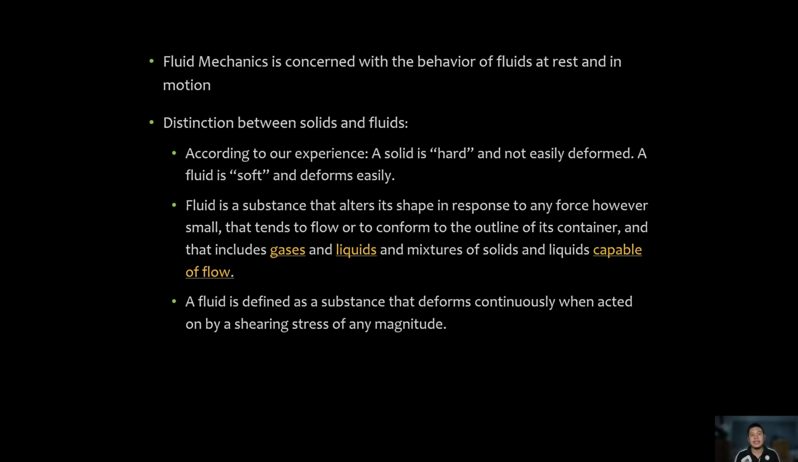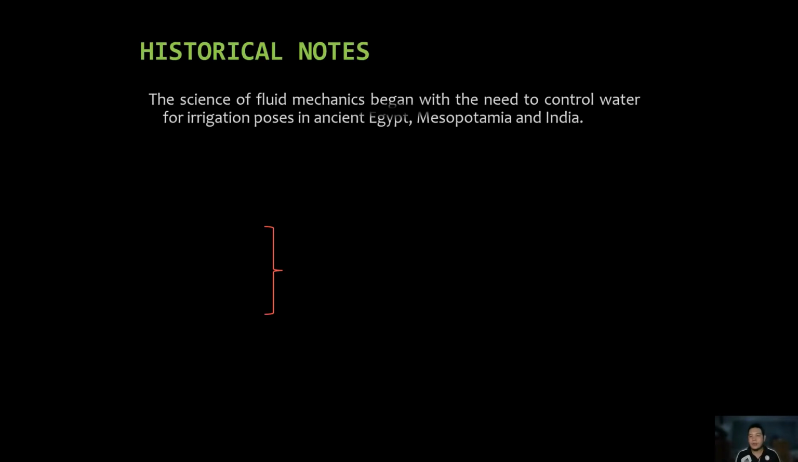Right? So a fluid is a substance that alters its shape in response to any force, however small. It tends to flow or to conform to the outline of its container, as I said earlier, and that includes gases, liquids, and a mixture of solids and liquids capable of flow. A fluid is defined as a substance that deforms continuously when acted on by a shearing stress of any magnitude.